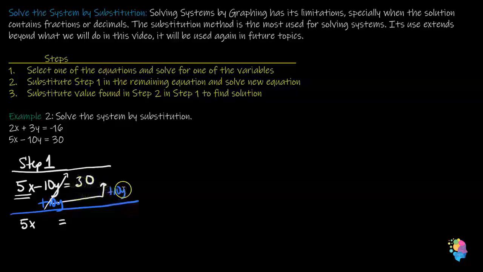On the previous example, we put the letter first and the number second, so we're going to do it the other way, just to show again that it doesn't matter. So I have 30 plus 10y. Now we're not done yet.